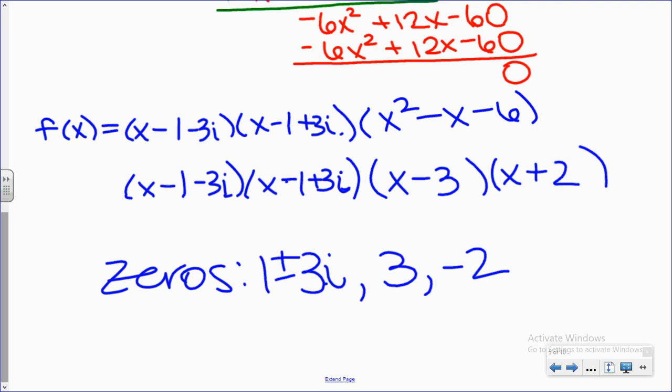Okay, so you're going to have a couple problems like this in your homework. You can do either method. This is the method we did in class. If you'd like to do synthetic division twice with complex zeros, go for it. See how it goes for you. If you like this method better, stick with it.